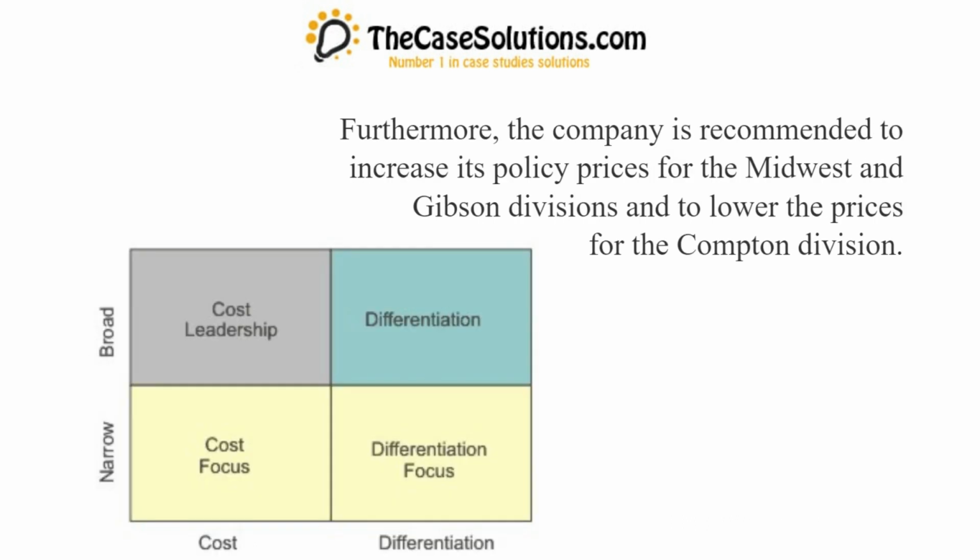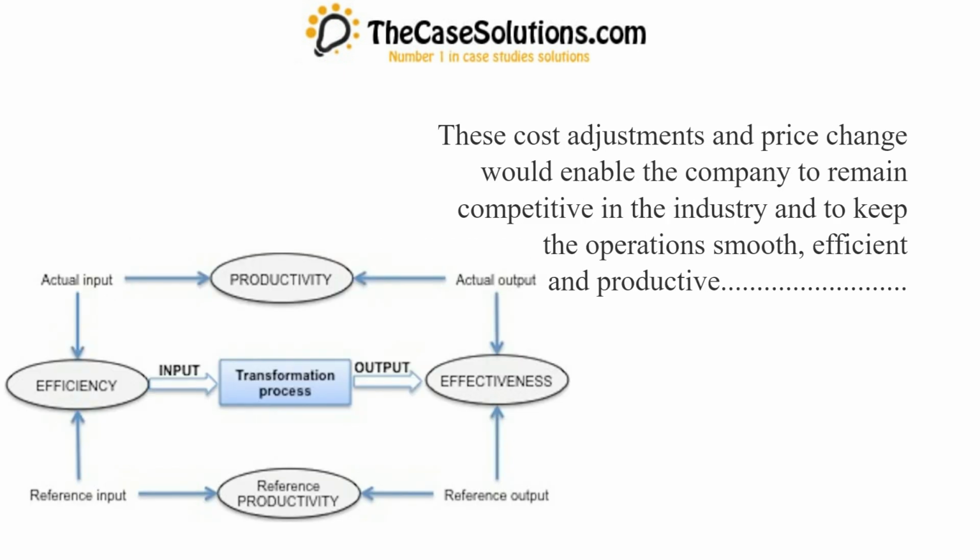Furthermore, the company is recommended to increase its policy prices for the Midwest and Gibson divisions and to lower the prices for the Compton division. These cost adjustments and price change would enable the company to remain competitive in the industry and to keep the operations smooth, efficient, and productive.